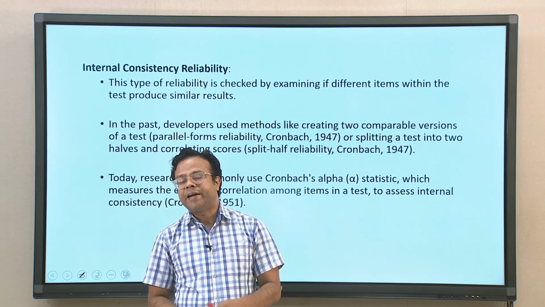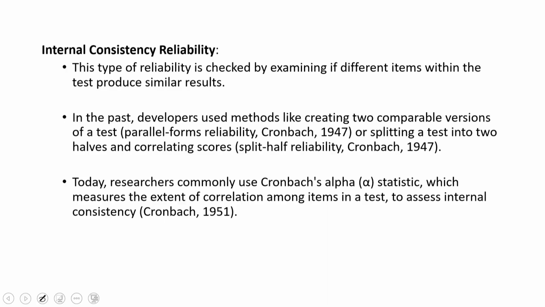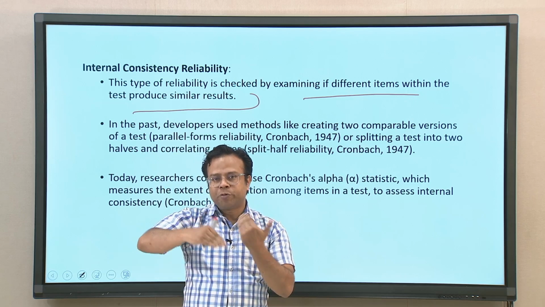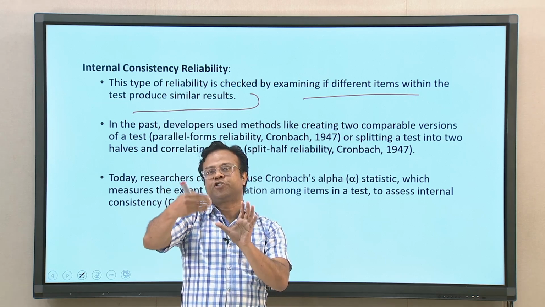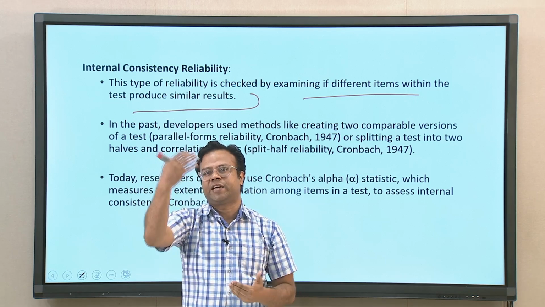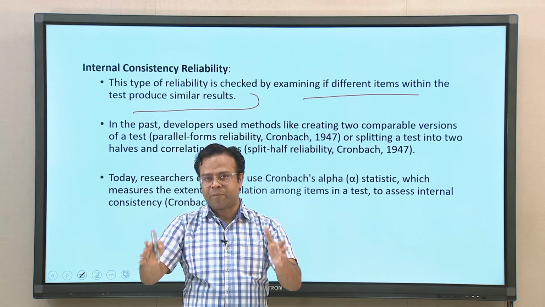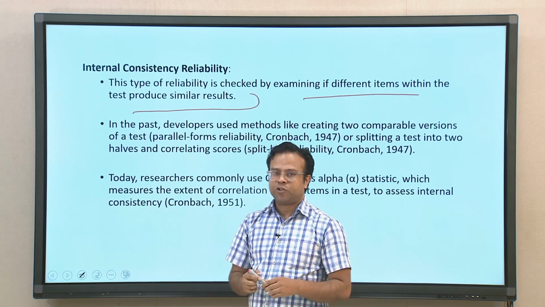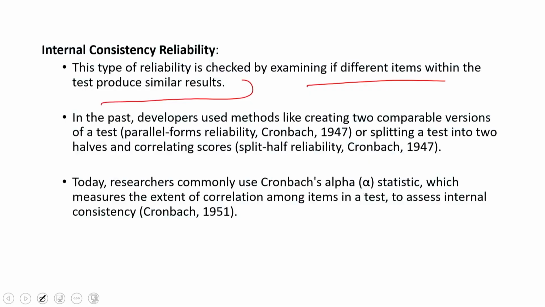Another is called internal consistency reliability, which basically means it is checked by examining whether different items within the test produce similar results. Let us say a test has 10 items, all these items are designed to measure the same thing. So, there has to be positive correlation within those items, because all the items are connected to the same concept. These are sub-aspects within the same concept, so they should be positively correlated. This is called internal consistency reliability.